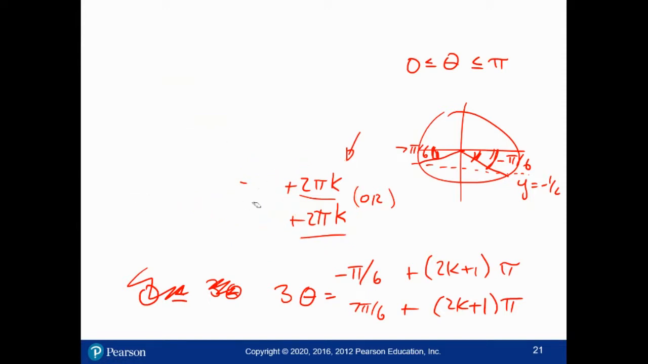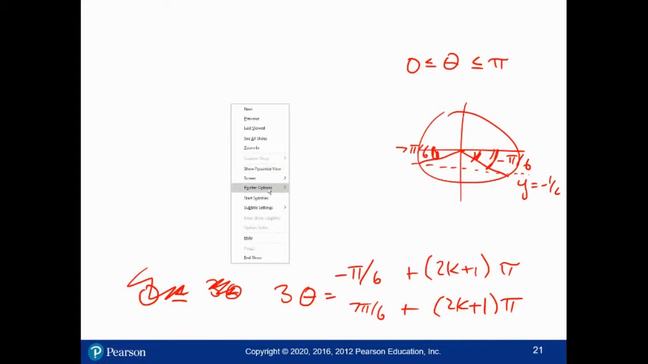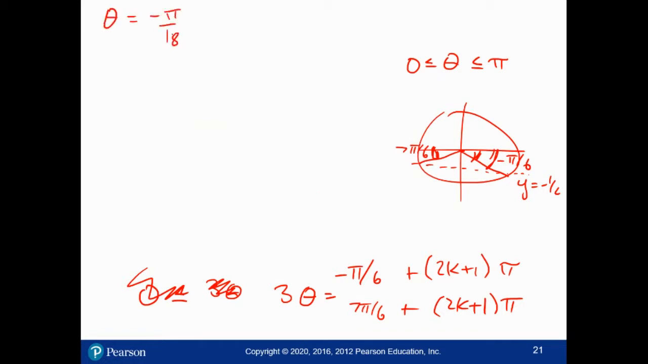Okay, so the next step is to take these two equations and divide by 3 so that we can finally solve for theta, which is going to give us theta can be negative pi over 18 plus 2k plus 1 over 3 times pi, or it can be 7 pi over 18 plus 2k plus 1 over 3 times pi.